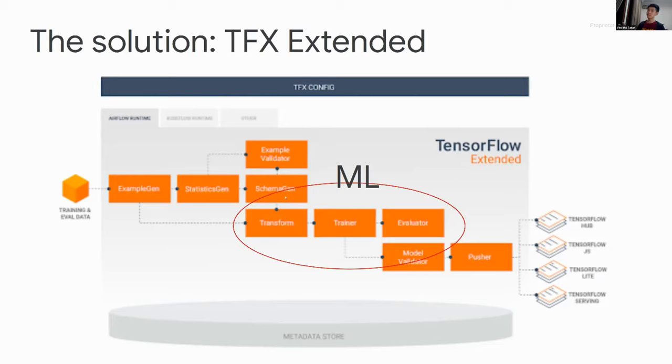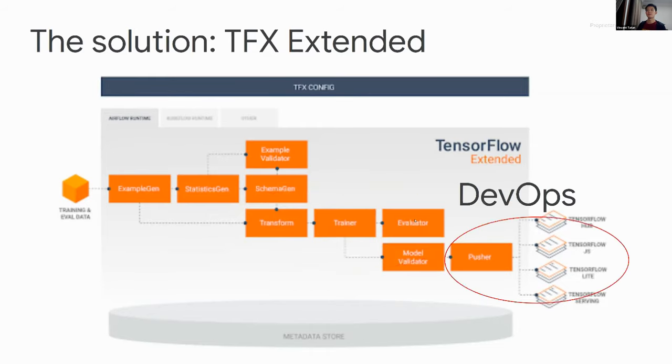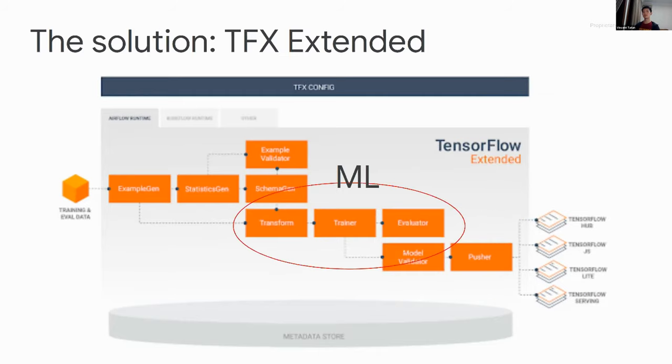It makes sure that it detects all of these anomalies in the schema before it runs to the subsequent flow. And of course, you have the ML parts: transform, train, evaluate. Right? Transform, train, evaluate. Okay. And after that, you have the model validator as well. So model validator is considered ML.